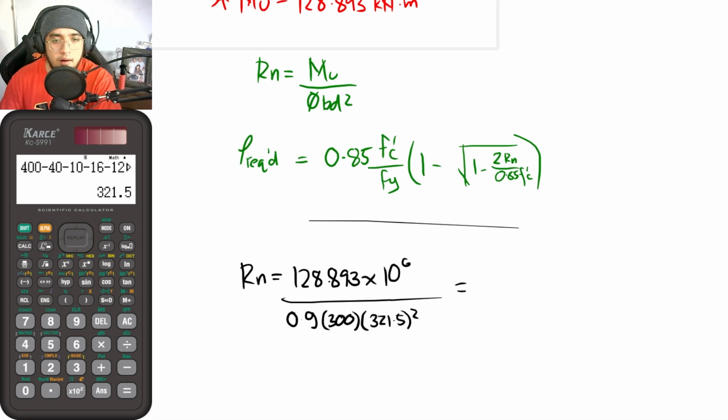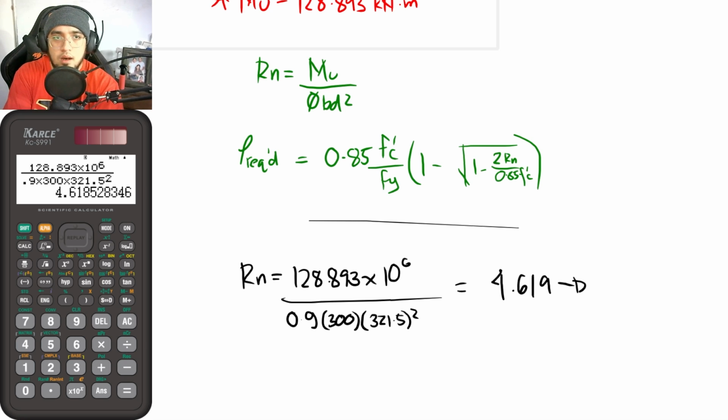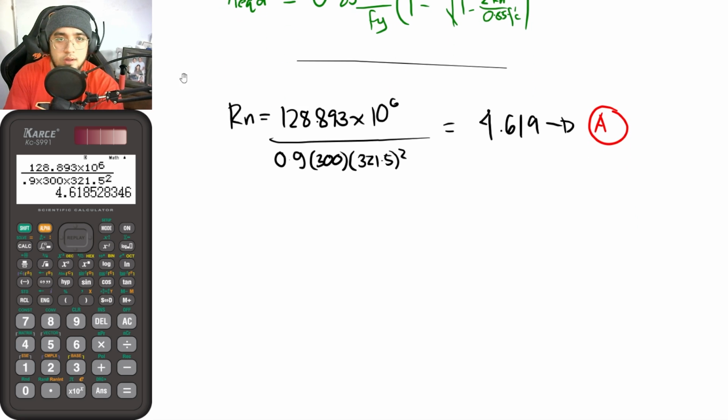So for my Rn now, this is equal to 128.893 times 10 raised to 6 divided by 0.9 times 300 times 321.5 quantity squared. So this is now equal to 4.619. And I will just once again store this to A.